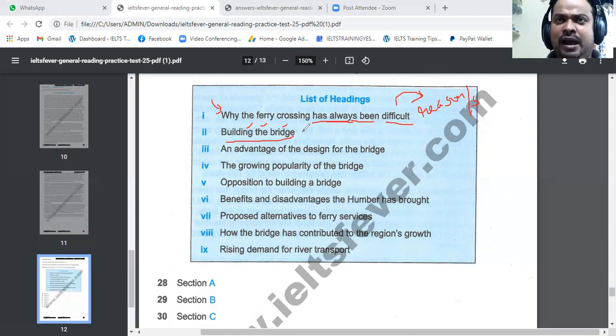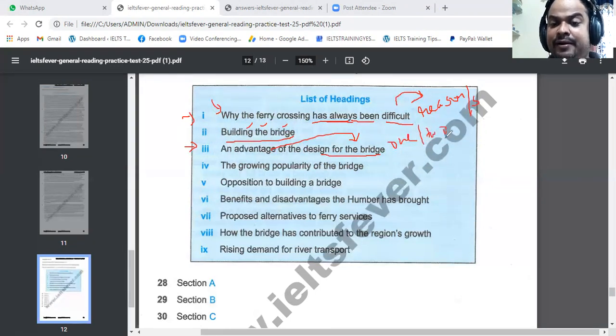But I cannot make out a clear cut picture like this. But I can say here, an advantage of the design for the bridge. So I can say the design for the bridge has an advantage. So one or two advantages will be there. So what are they? If you find one or two advantages in designing the bridge in a paragraph, then I can say that paragraph is relevant here.